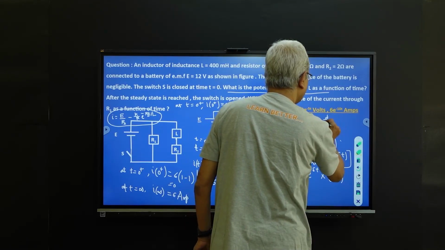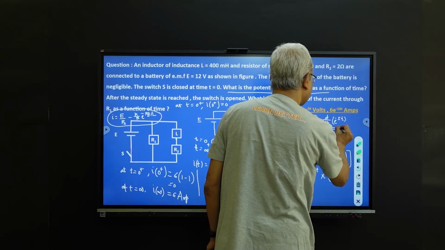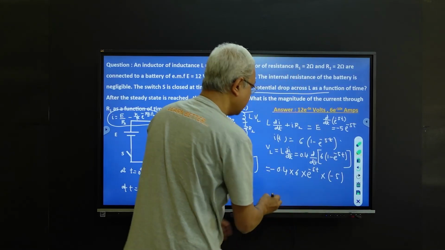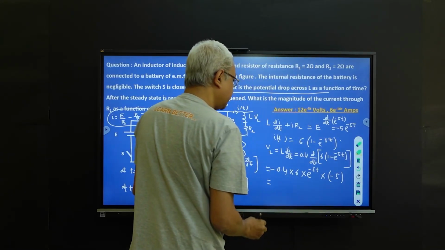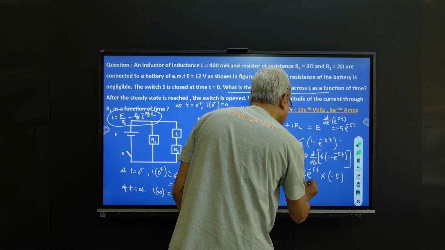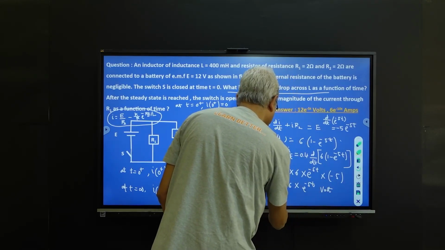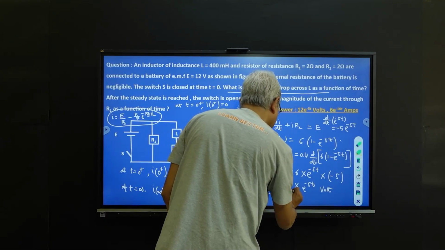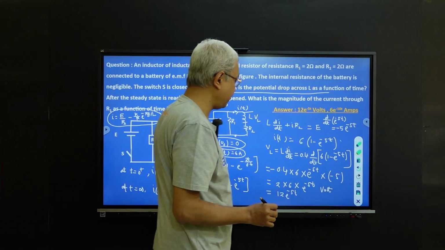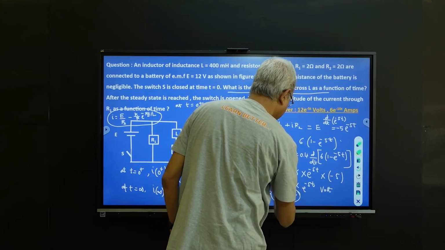d/dt of e to the power minus 5t is negative 5 e to the power minus 5t, and these negative signs cancel. So I get 2 into 6 into e to the power minus 5t, and the unit is obviously volt. So it is 12 e to the power minus 5t. So the potential drop across L is 12 e to the power minus 5t.